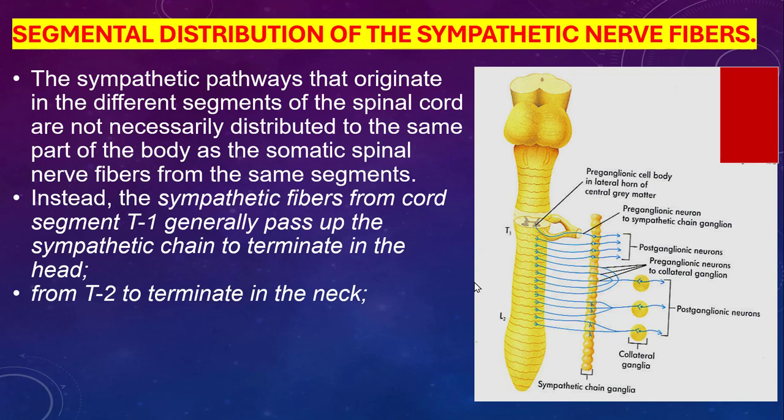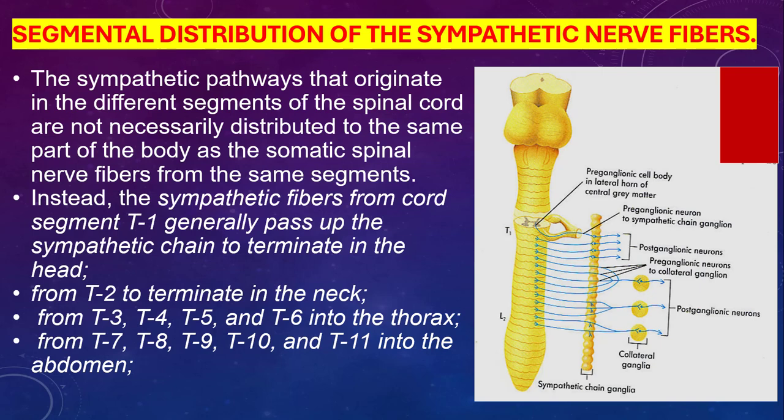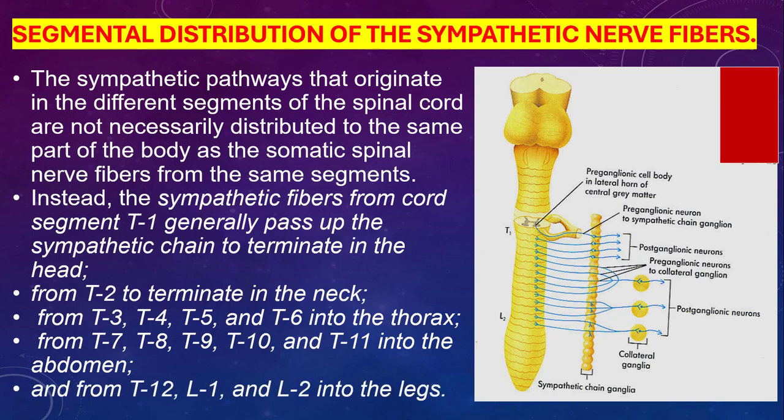From T3, T4, T5 and T6, these fibers terminate in the thorax. And from T7, T8, T9, T10 and T11, they supply the abdominal organs. And T12, L1 and L2 supply the legs. The supply of these segments is to the legs.